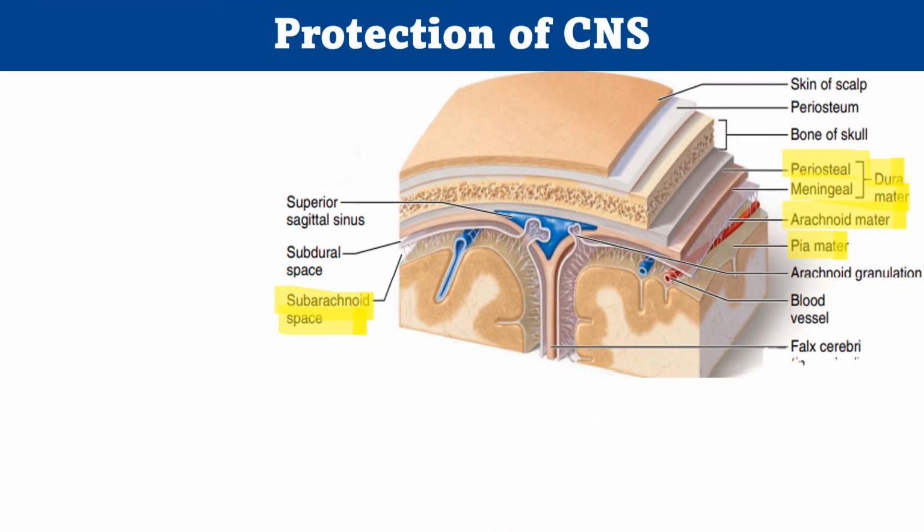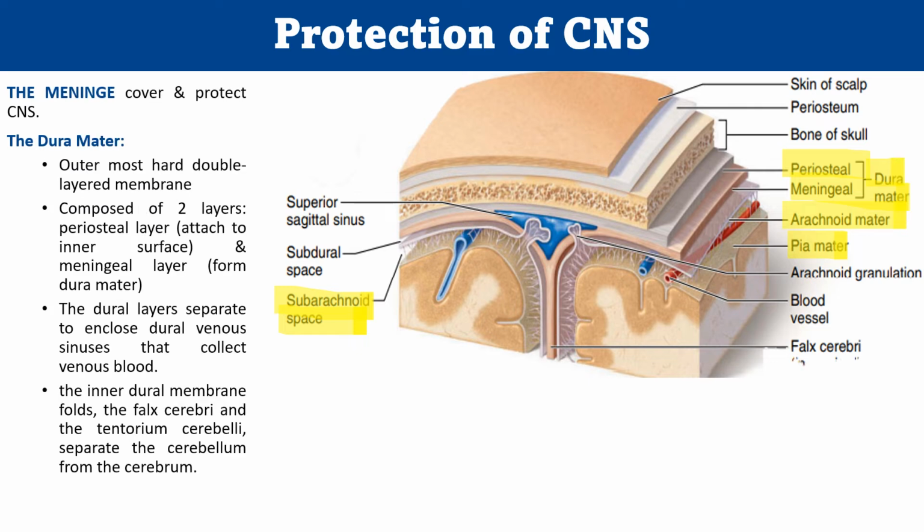Then we have the protection of the CNS. The meninges cover and protect the central nervous system. First is the dura mater, the outermost hard, double-layered membrane. It is composed of two layers: the periosteal layer attached to the inner surface of the skull, and the meningeal layer that forms the dura mater proper. The dural layers separate to enclose dural venous sinuses that collect venous blood. The inner dural membrane folds to form the falx cerebri and the tentorium cerebelli, which separate the cerebellum from the cerebrum.